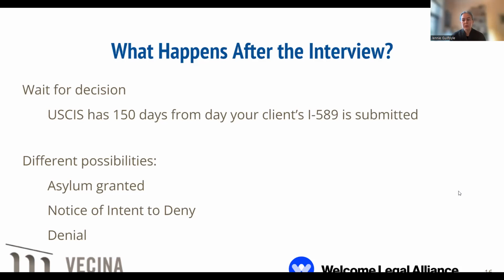Someone whose spouse and children are not in the United States can now file a form I-730 to start the process to bring their spouse and minor children here to the United States. So that's what you're hoping for: asylum granted.